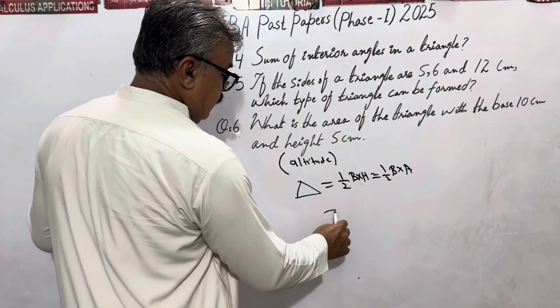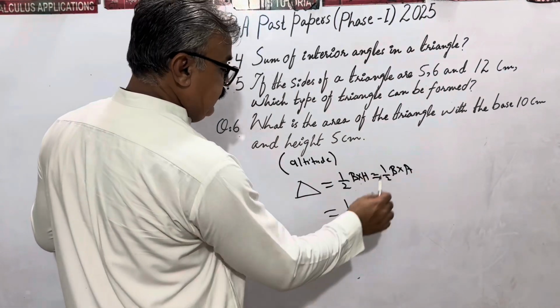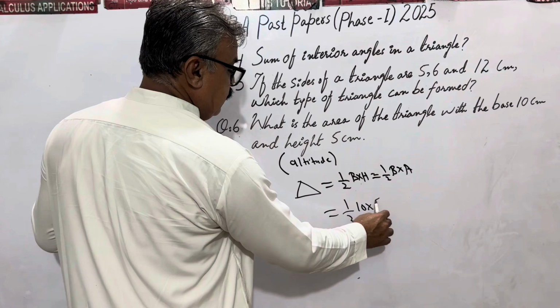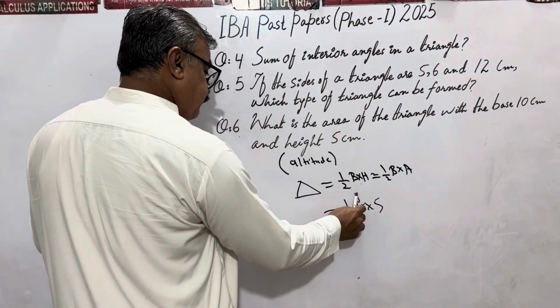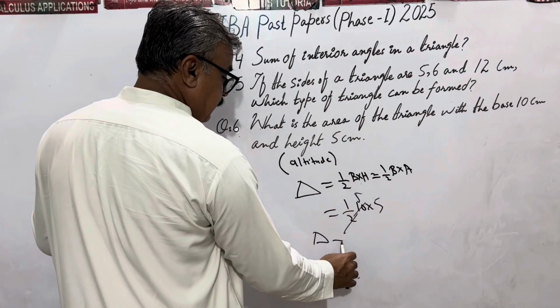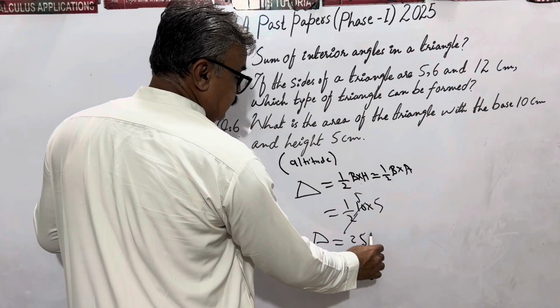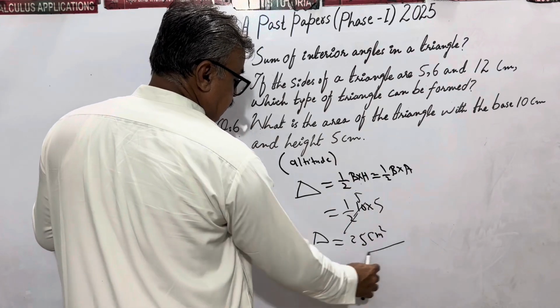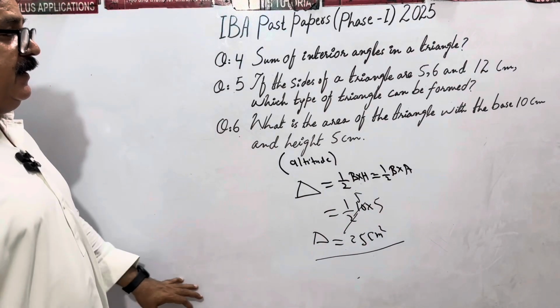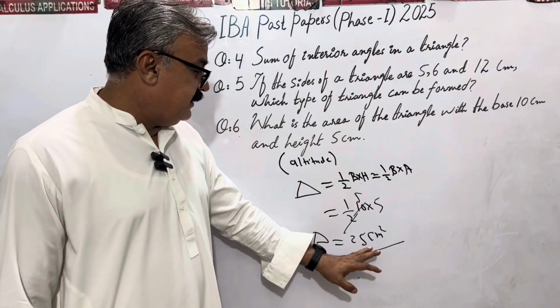So I have 1 upon 2, base is 10, height is 5. Applying the table, now I have 5 times 5, 25 units square, centimeter square. The unit is given to me: 25 centimeter square.